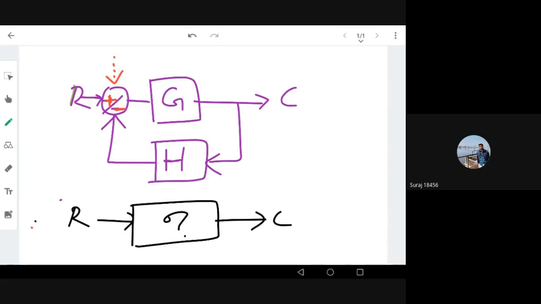So we are converting a closed loop into an open loop kind of thing, with the plant model changed. Here G was the plant with a feedback loop H. Now we are combining to a single open loop system with a modified, advanced plant. We need to find this transfer function.